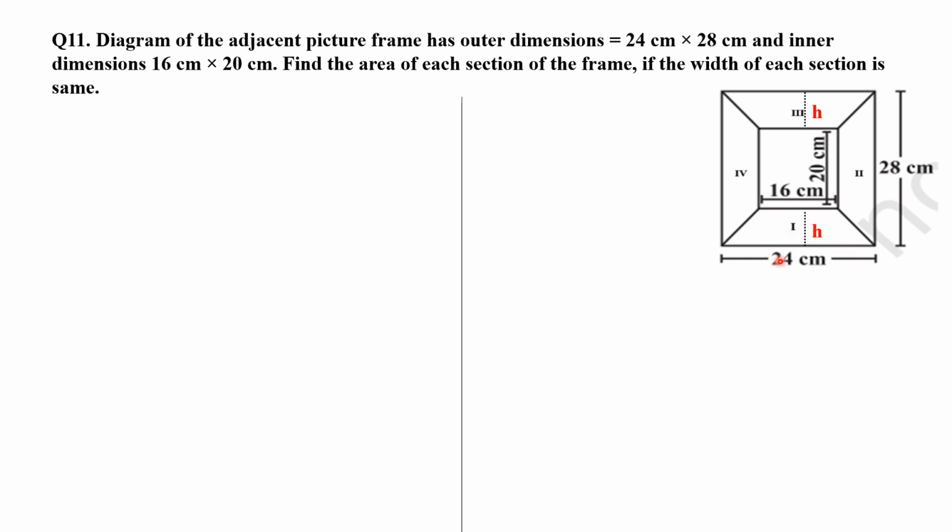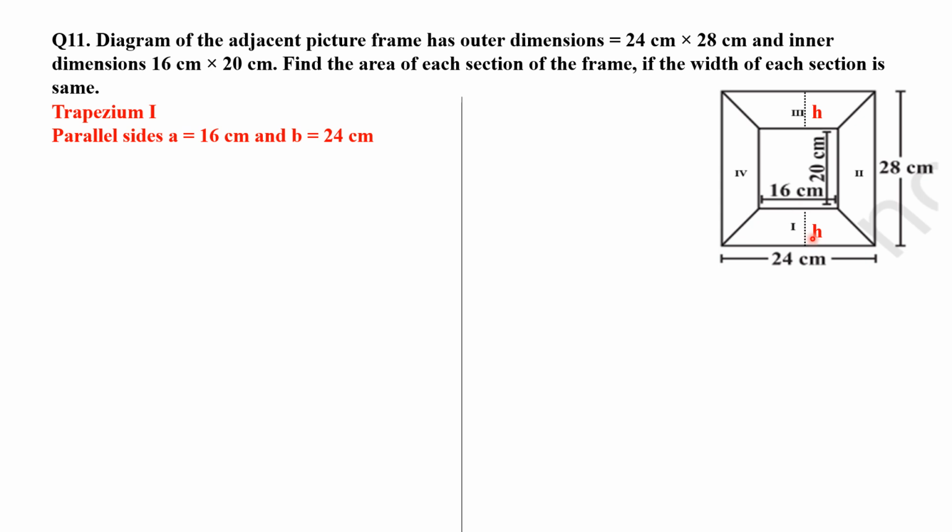So to find the area of the trapezium, you should know the measure of the parallel sides, and you should know the distance between the parallel sides, which is height. So first of all, if I have to find the area of the trapezium 1, right? So what information is given? Parallel sides are 16 and 24 centimeter. Now height is not given, but it is given that the width of each section is the same.